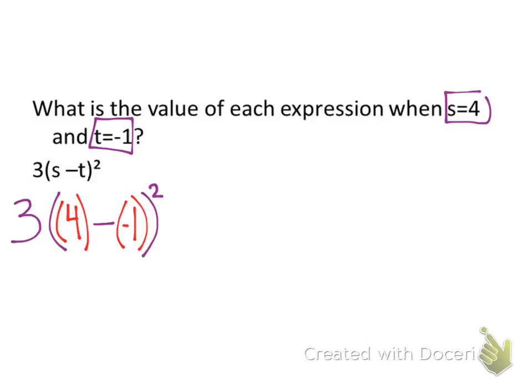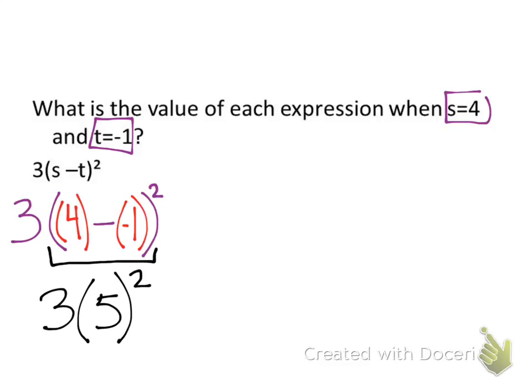Now, we're following the order of operations to simplify this. So see the purple parentheses, the big ones? We need to simplify what's in there first. So what is 4 minus -1? 5, because it's like 4 plus 1, right? Minus a negative is like a plus. So this is like 3 parentheses 5, and then that 5 is being squared.